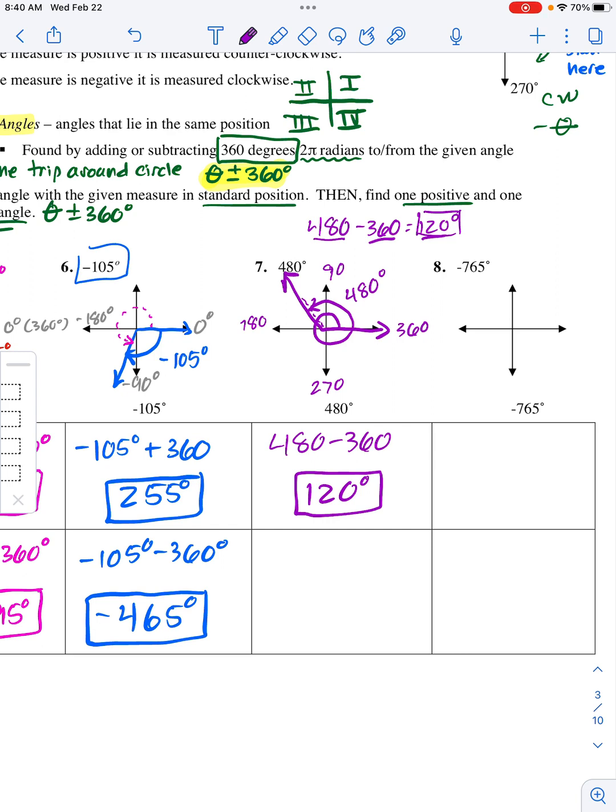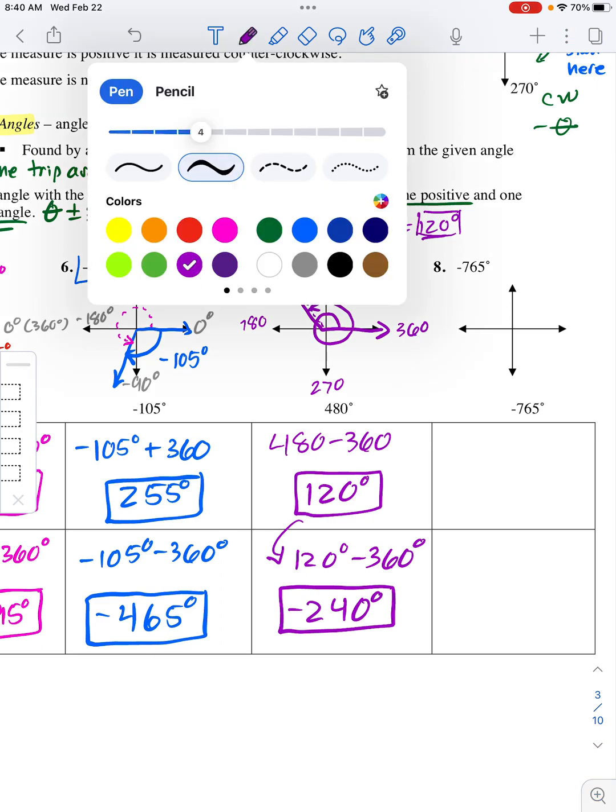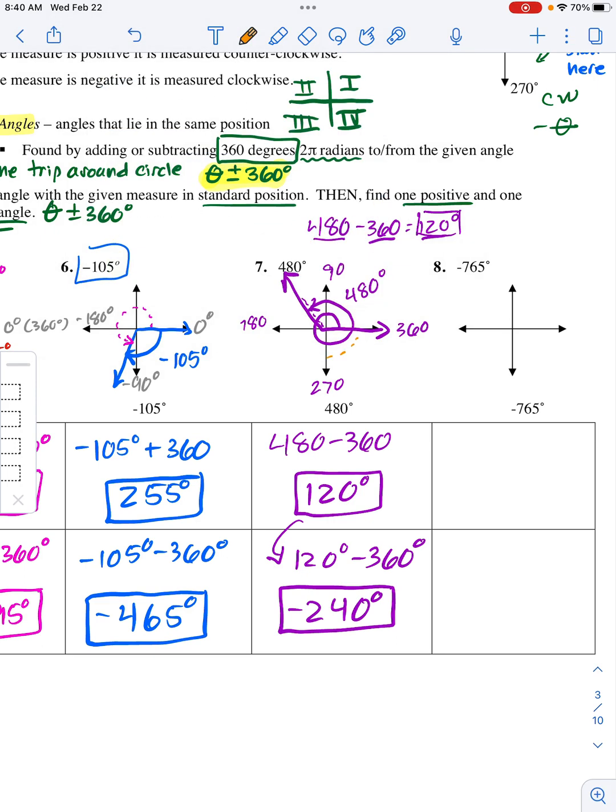And then what I would do is subtract 360 a second time, because you can go around the circle as many times as you need to. And I would subtract it a second time so that I get a negative version of that angle. So again, up in my original picture, that would mean I could go this way, 240, and I'd end up in the same exact spot. They're just different ways of writing the exact same thing.